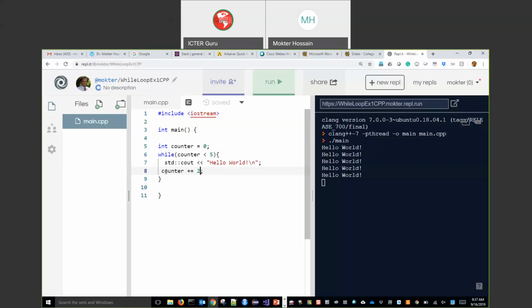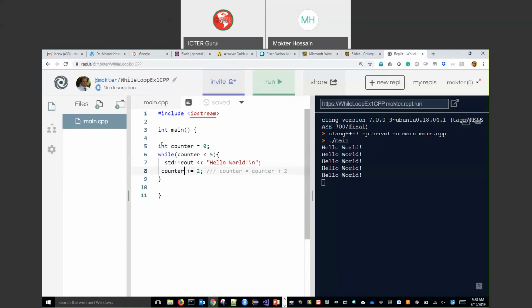Any different idea? Yes, 3 times. 0, and then 0 plus 2, plus 2. It says counter equal to counter plus 2. So initially counter equal to 0, right? Then it will check, is counter less than 5? Yes, 0 is less than 5, so it will increment counter by 2. Then 0 plus 2 equal to 2.